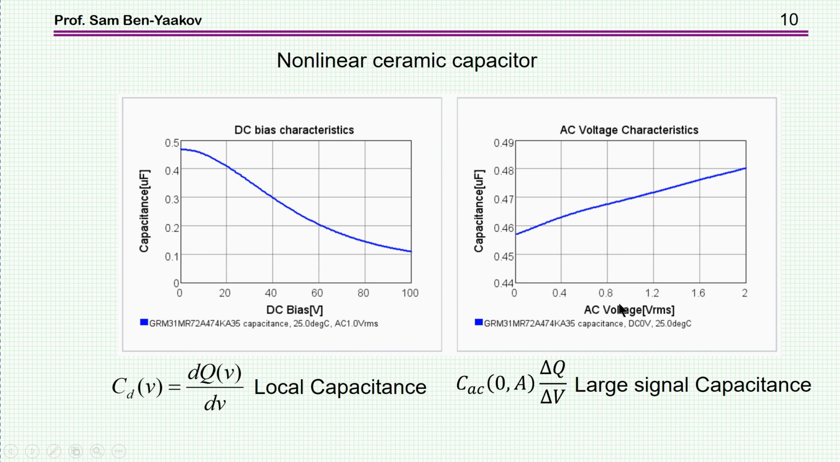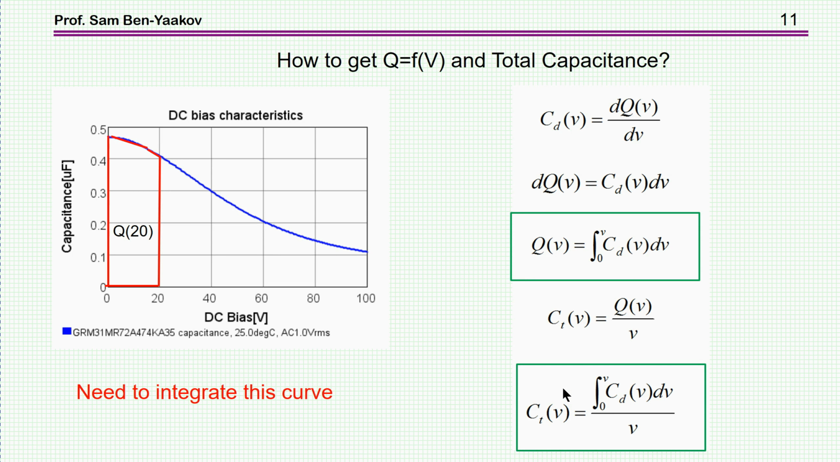So if we look at the magnitude of 1 volt, which is here, this point and this point are the same, because this is 1 volt RMS with 0 bias, and this is 1 volt RMS with 0 bias. So these two are the same, but all other points are of course different. The question is, how can we get this very important function of charge as a function of voltage?